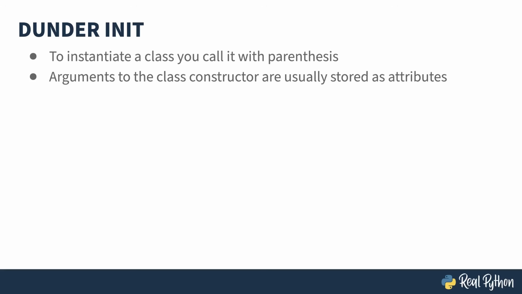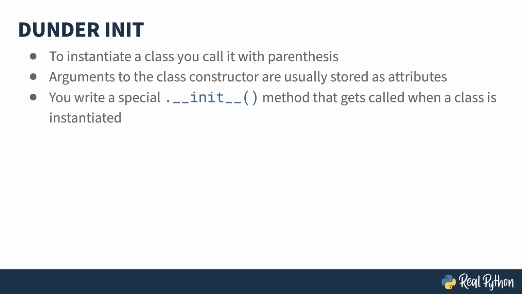The constructor call can take arguments, which most often are the initial values for attributes that you want to keep in the object. Python uses a special method called dunder init, which it calls as part of the class instantiation process. You may hear programmers refer to this as the constructor. That isn't technically correct, but it's similar enough to constructors in other languages that it isn't really worth debating.